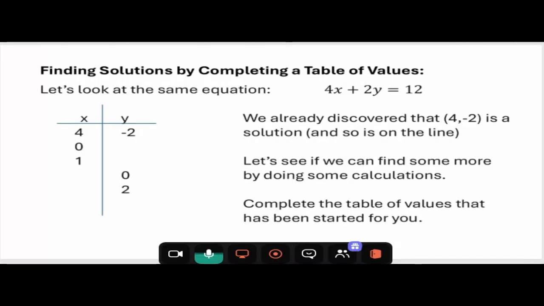What I'm going to ask you to do is I've just put some values there, and I want you, or we'll do it together, to find the y's that go with these x's and the x's that go with those y's. And if you're wondering where these numbers came from, I just picked them, right? Pick any number you want as long as you find the right y that goes with that x or the right x that goes with that y to make this equation true.